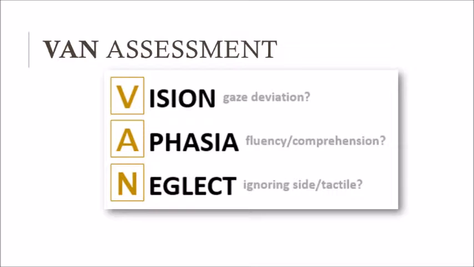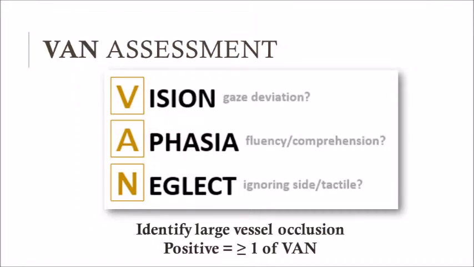And VAN is looking at large vessel occlusion, so a clot being stuck in one of the major arteries. And we look for the different signs of vision, aphasia, or neglect, and we'll go through each one of these steps. And we'll see that if you screen positive for one of these three or more, you're considered to have a large clot and you should be evaluated for endovascular therapy.